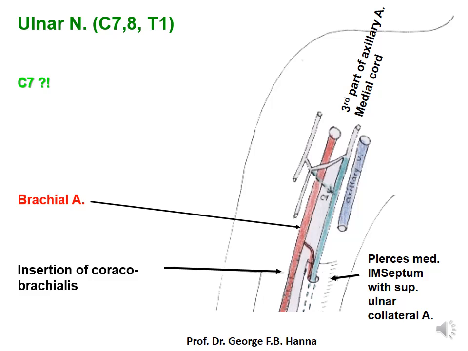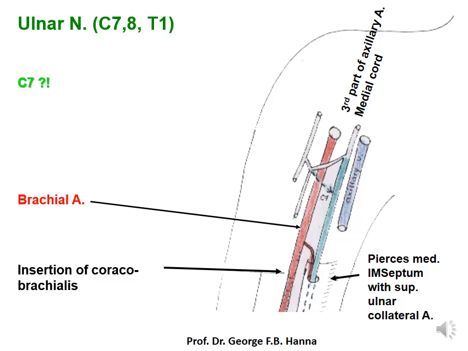Please look at the dashed arrow here. This arrow says it all. C7 fibers may be transmitted from the lateral root of median nerve, or from the lateral cord, or from the beginning of median nerve. Okay. Now, since the ulnar nerve is the continuation of the medial cord, when it is formed, it lies on the medial side of the third part of axillary artery.